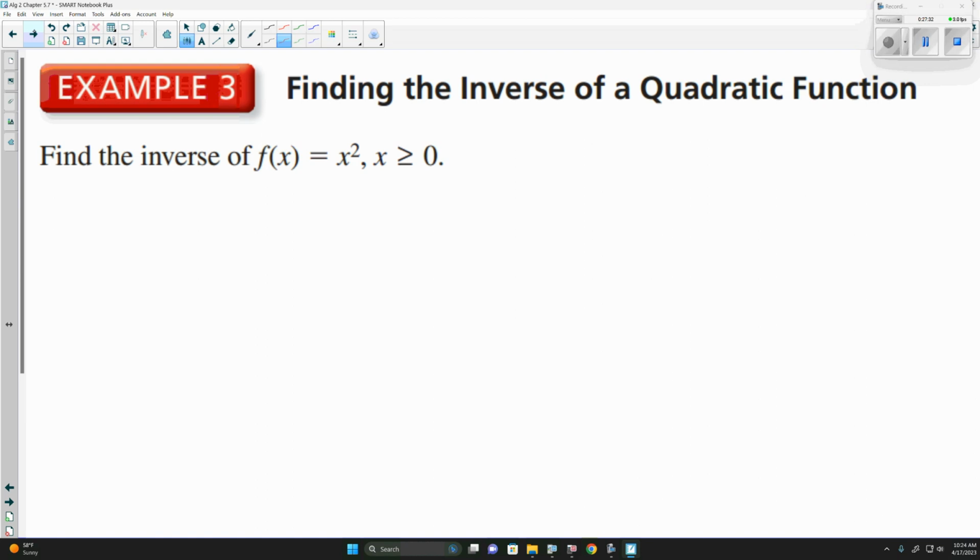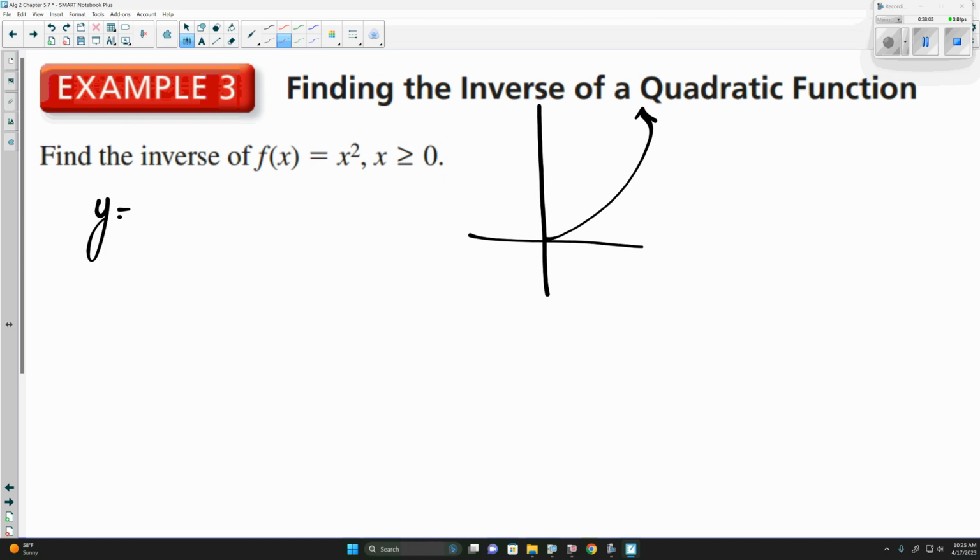Find the inverse of f of x equals x squared, x is greater than 0. Now, the x is greater than 0 is restricting it so that the function that we have is just this here. And since it only goes from the origin to the right, the horizontal line could only cross at one point. Therefore, its inverse is a function.